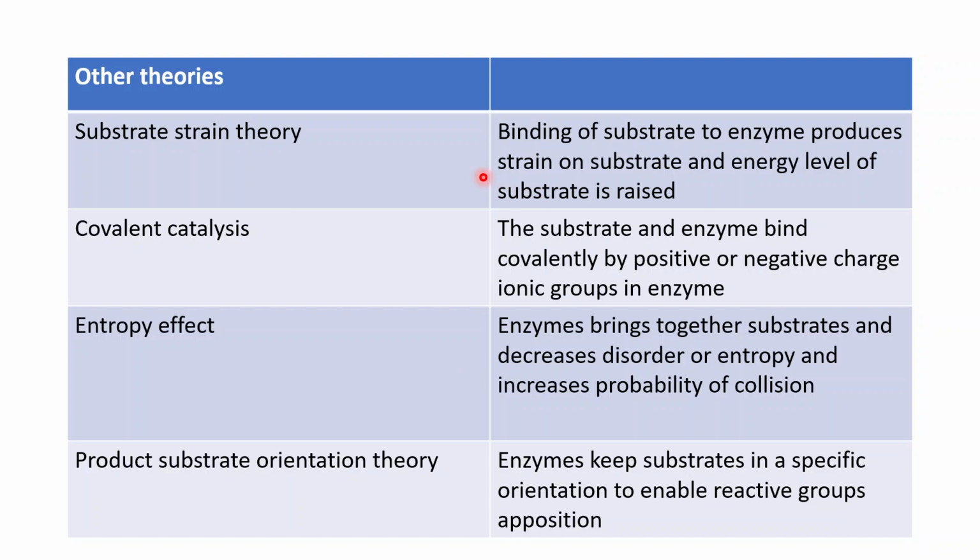So you can see over here, in the first one, the enzyme is training the substrate so that the activation energy is achieved. Here the enzymes are orienting the substrate so that the positive and negative charges react covalently. In case of the entropy effect, the enzymes are again bringing the substrates together so that they start reacting together and bring about enzyme action. And lastly, the substrate orientation theory is when the enzymes bring the substrates together in a certain orientation so that the reactive groups which are present start reacting. So these were the theories which try to explain the mechanism of enzyme action.